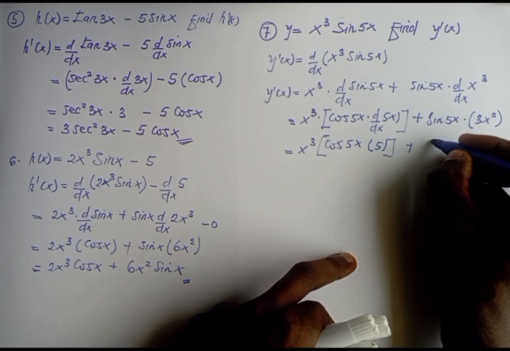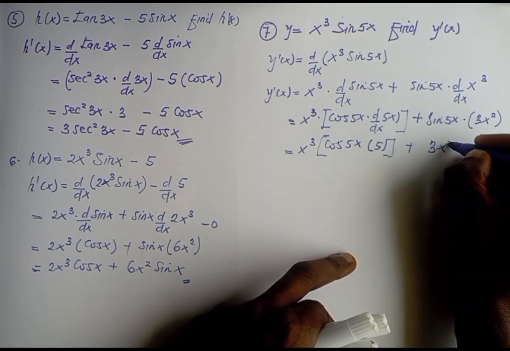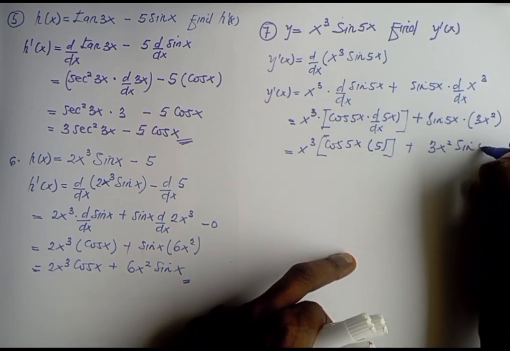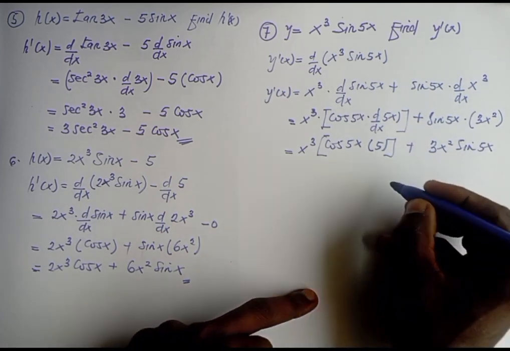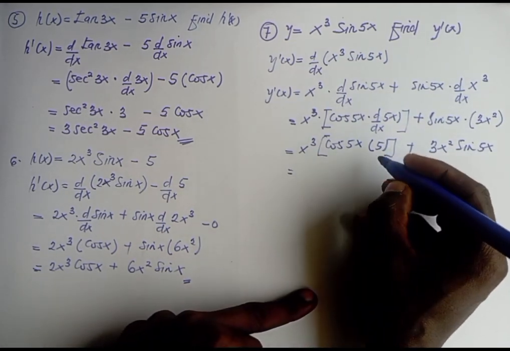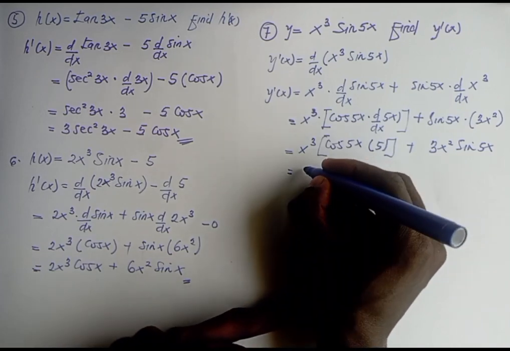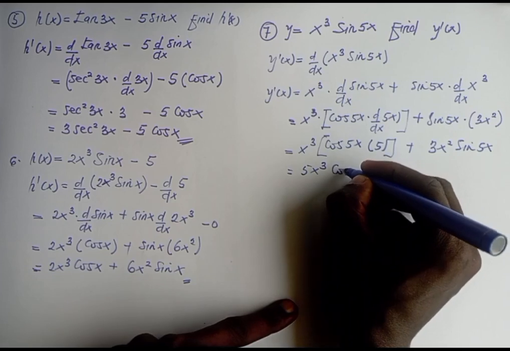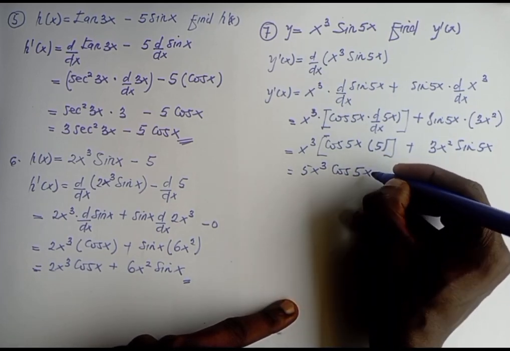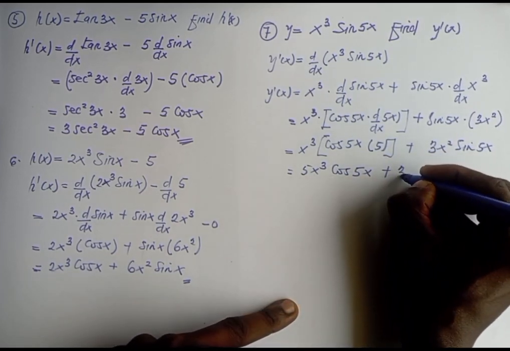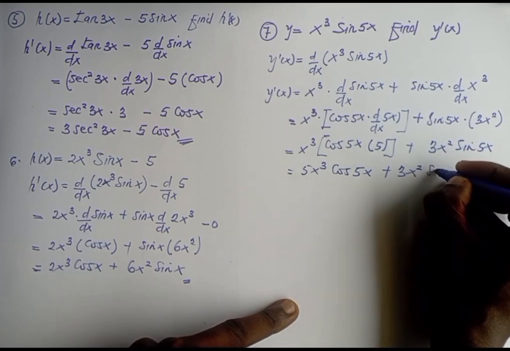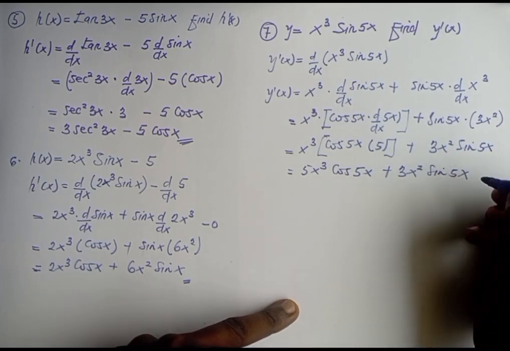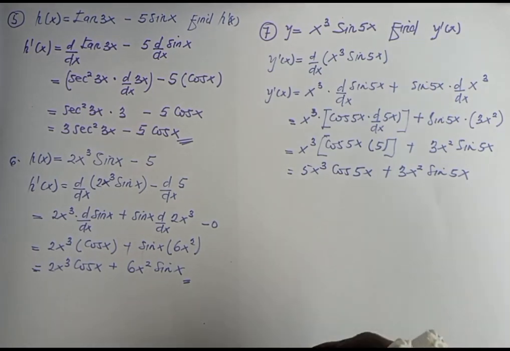We can rewrite it in the form of 3x squared sine 5x. Now with this one too, they are all multiplied, so we can rearrange it. So we can get 5x cubed cos of what? 5x, and then we have plus 3x squared sine 5x, and this is the derivative of this particular question.